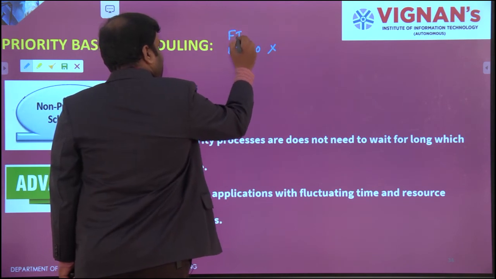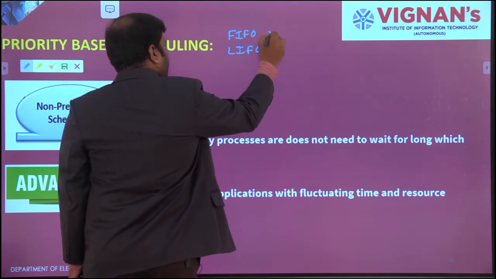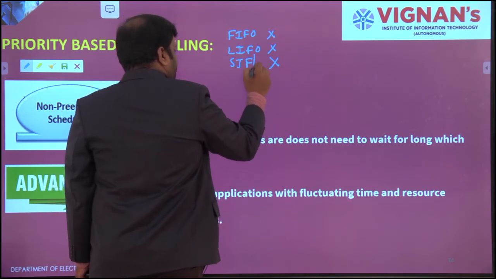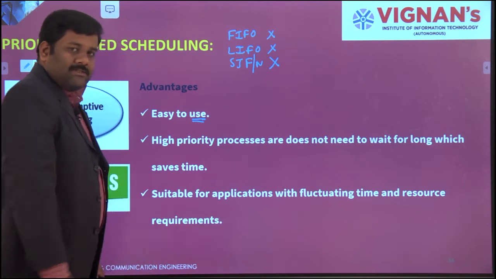Which is the first one? First in first out algorithm. I don't want to bother. And the third one, shortest job first or next. I don't want to bother about that.